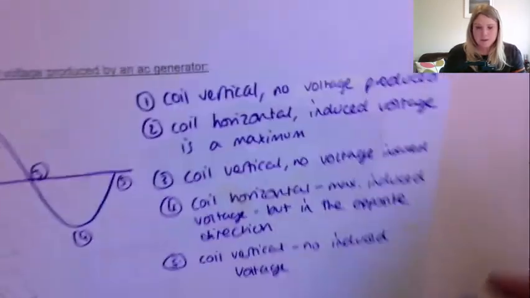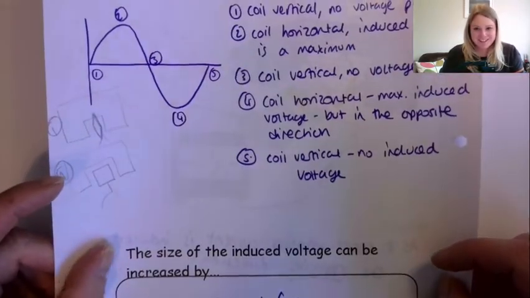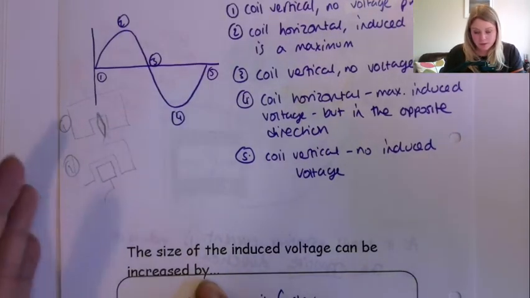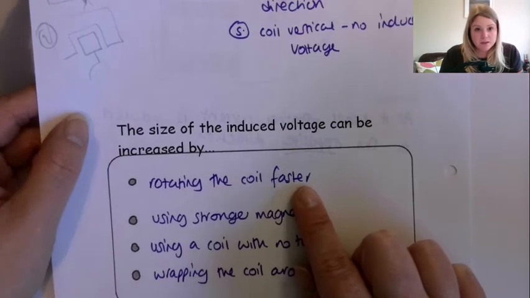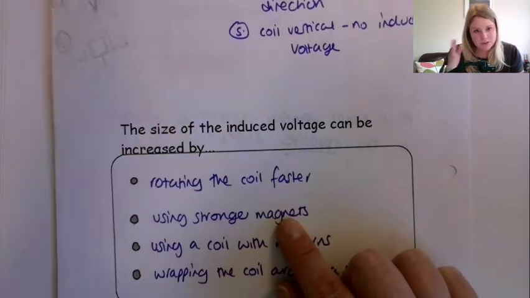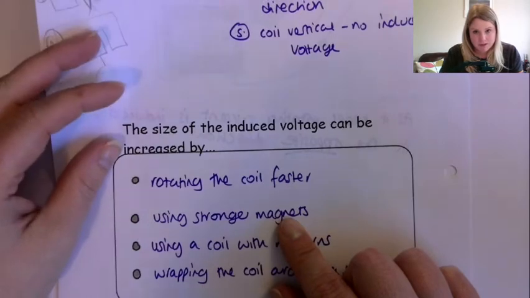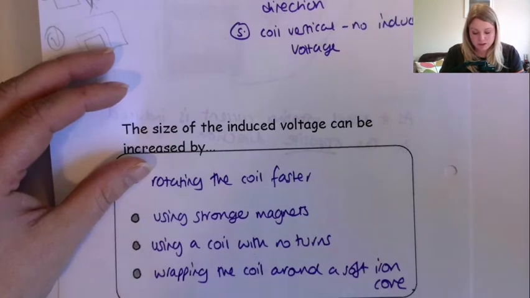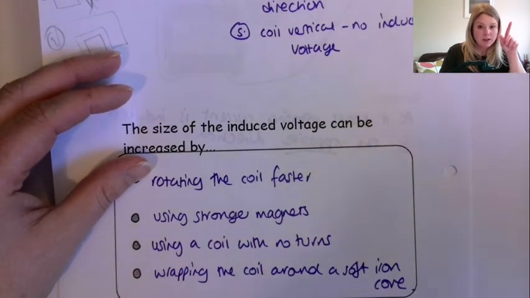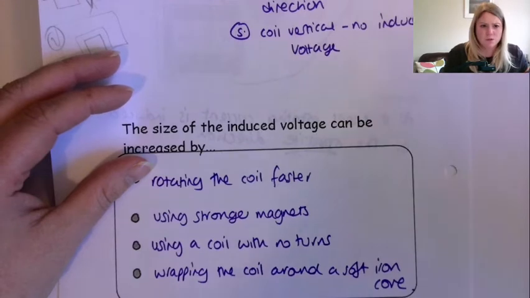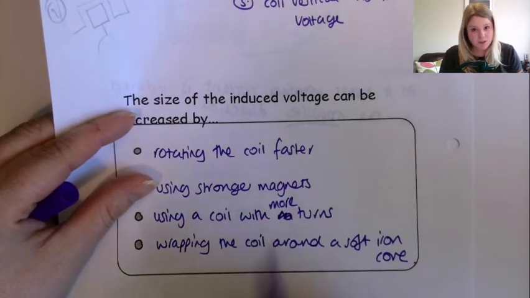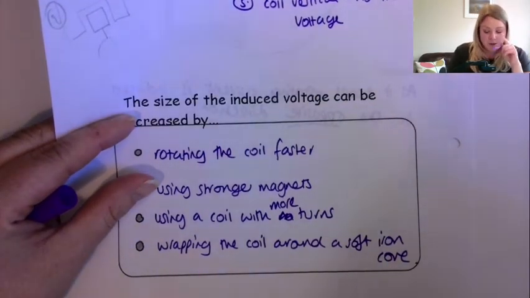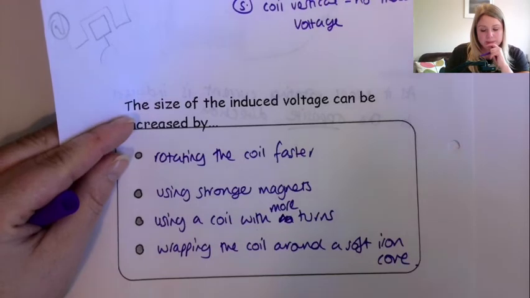Okay, and then again, before I show you that, the size of the induced voltage can be increased. You could nearly come up with these yourselves. Okay, rotating the coil faster, you're going to get more voltage and current. I'm probably going to keep saying current by mistake here. If you have a stronger magnet, you're going to have a stronger magnetic field, you're going to get more current, therefore more voltage. If you've got a coil with more turns, why have I written no turns there? Sorry, that's better. So using a coil with more turns and then wrapping the coil around a soft iron core, it's going to increase the voltage that is produced as well.